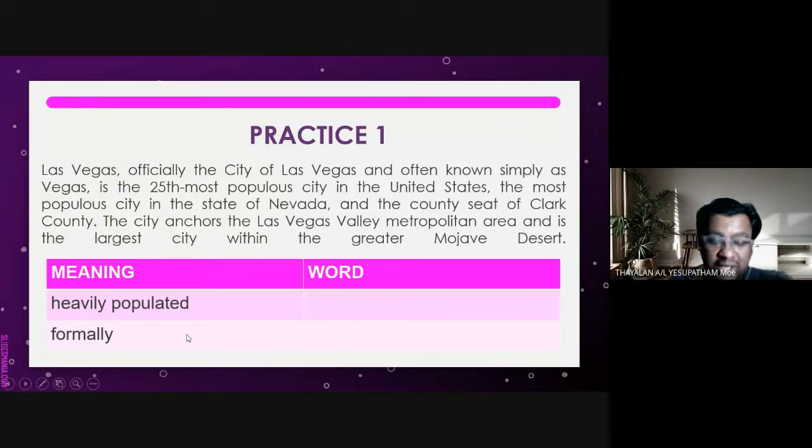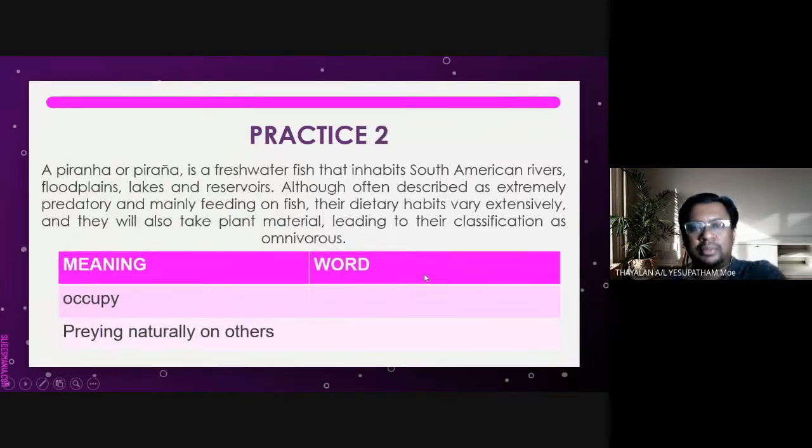Okay. Now you see, you have had issues with both the questions, both the meanings. Let's move on. Look at the meanings. The first word means occupies, occupy, and the second word, preying naturally on others. Okay. So, can someone read to me this text? Who can volunteer to read? Yes, please.